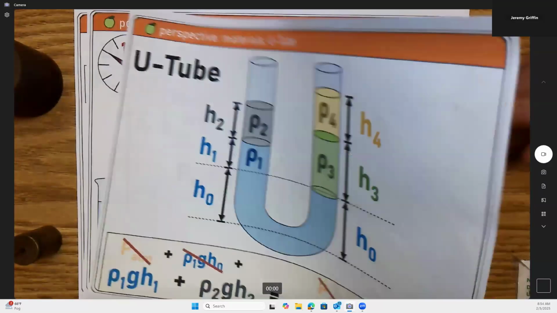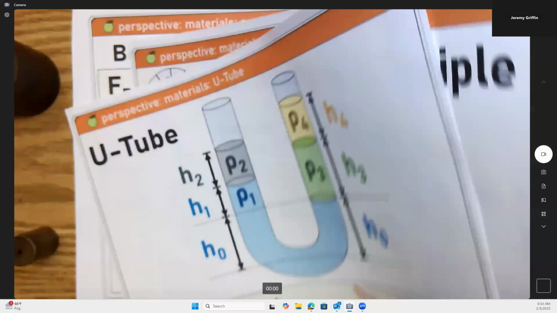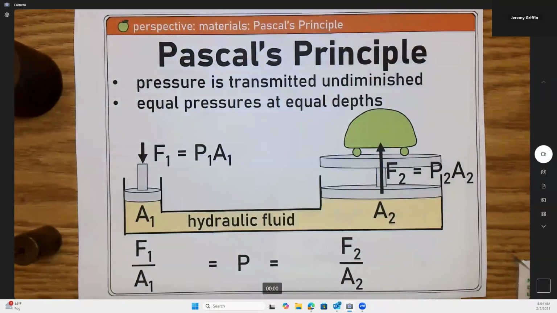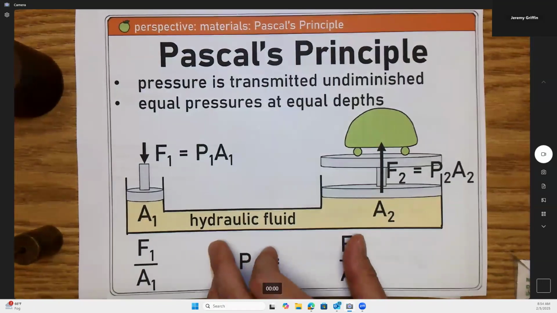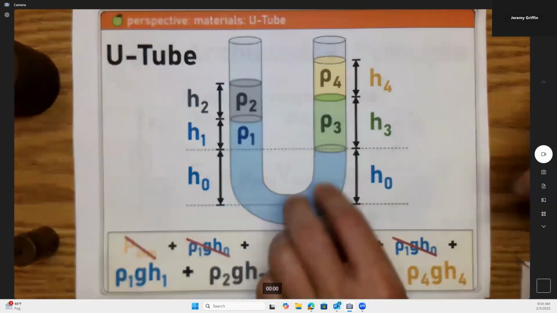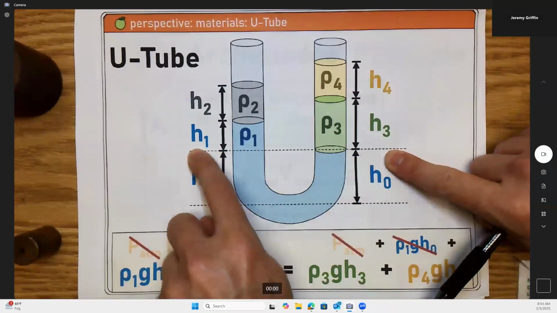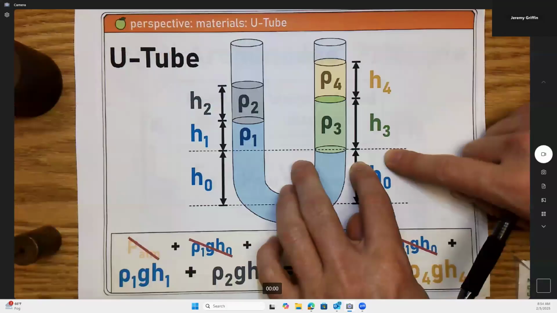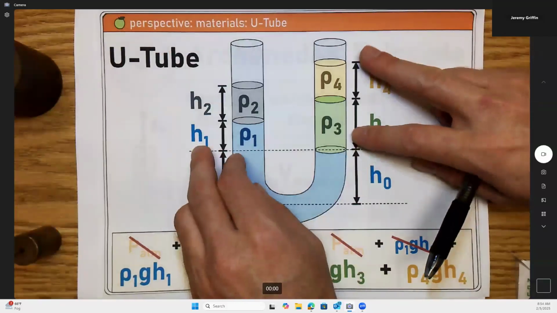Now I go back to this Pascal one. I did type here "equal pressures at equal depths," but that's only true if it's the same fluid. I need to go back and amend this a little bit because I tried to simplify. It's really only true if it's the same fluid, and also if it's not in motion. If it's in motion, then Bernoulli kicks in and pressures can change too. So if it's stagnant in the same fluid, that would also be true right here, isn't it? Because isn't this line the equal pressure? Now above that, we got different kinds of fluids, so you got to be careful.